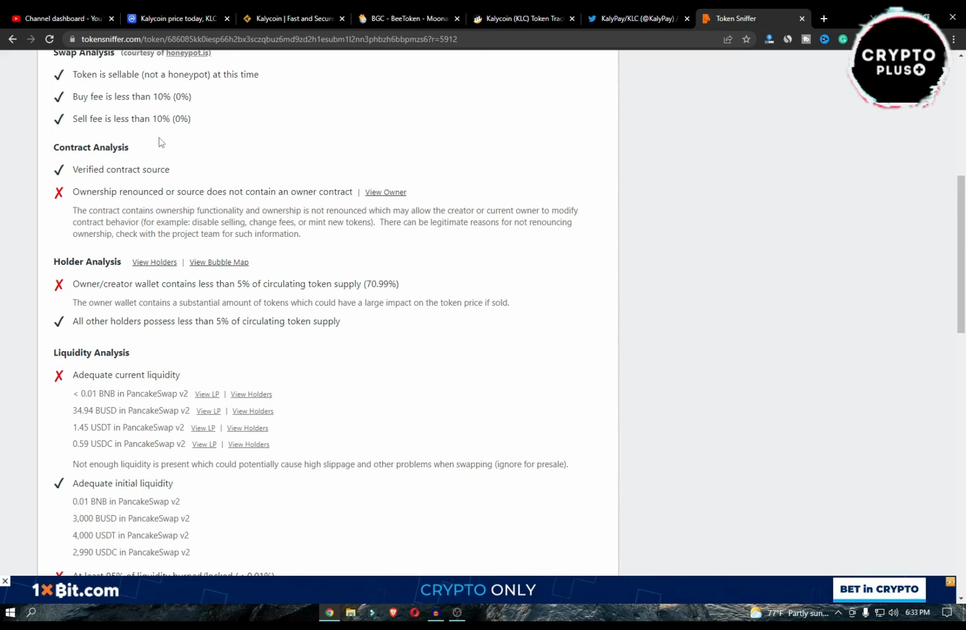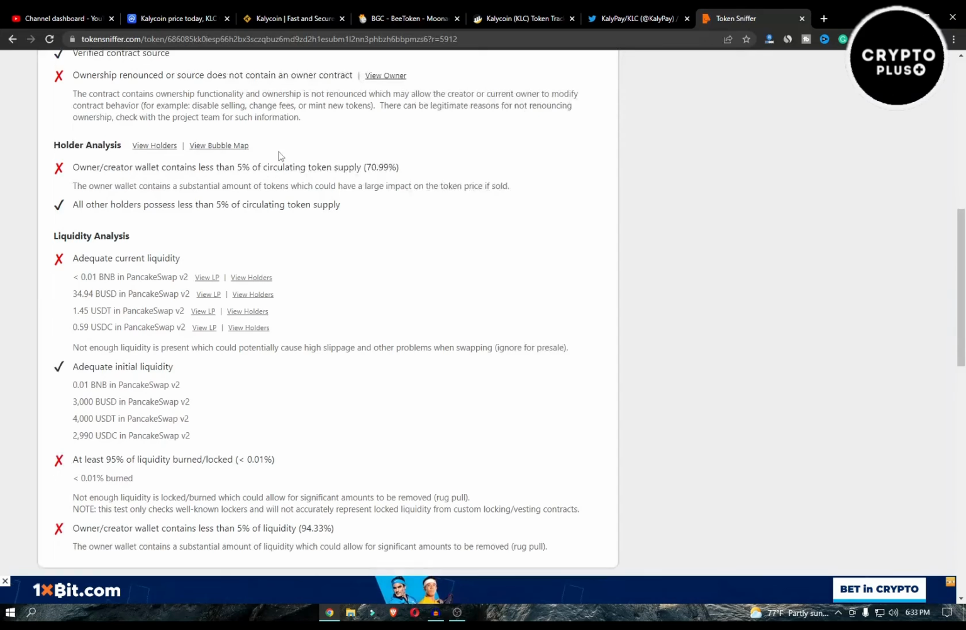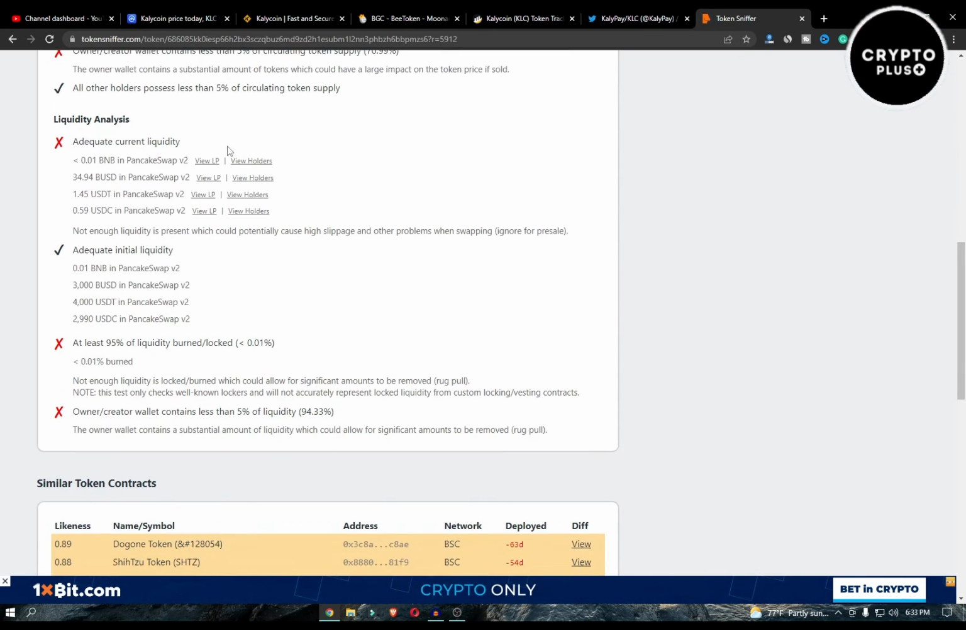The buy fees and the sell fees are less than 5%, 10%. And the contract source is verified, but there is a big problem here. The ownership is not renounced. And also the creator wallet contains more than 5%, which could have a large impact on the token price if sold. And all the holders possess less than 5% of the circulating token supply. And the creator wallet contains more than 5%, which means the owner wallet contains a substantial amount of the liquidity, which could allow for a significant amount to be removed, which means a rug pull.